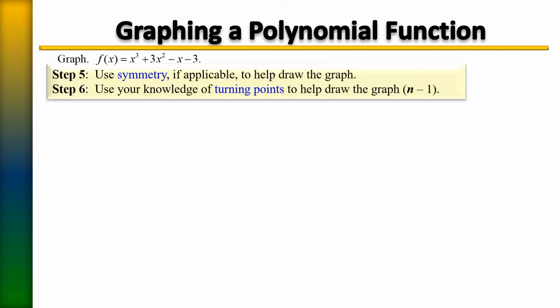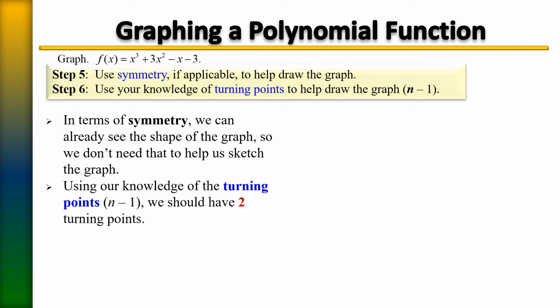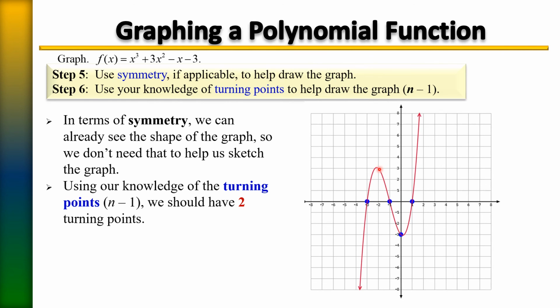So moving on to 6. Now we can use our knowledge of turning points to help us know how many turning points we can expect to see on our graph. Since this is a third-degree polynomial, n minus 1, that's 3 minus 1, which means that the graph we're going to sketch, we can expect it to have 2 turning points. So I'm going to go ahead and sketch the graph so we can take a look at what it looks like. And here is our graph. And notice, yes, there are exactly 2 turning points on our graph.